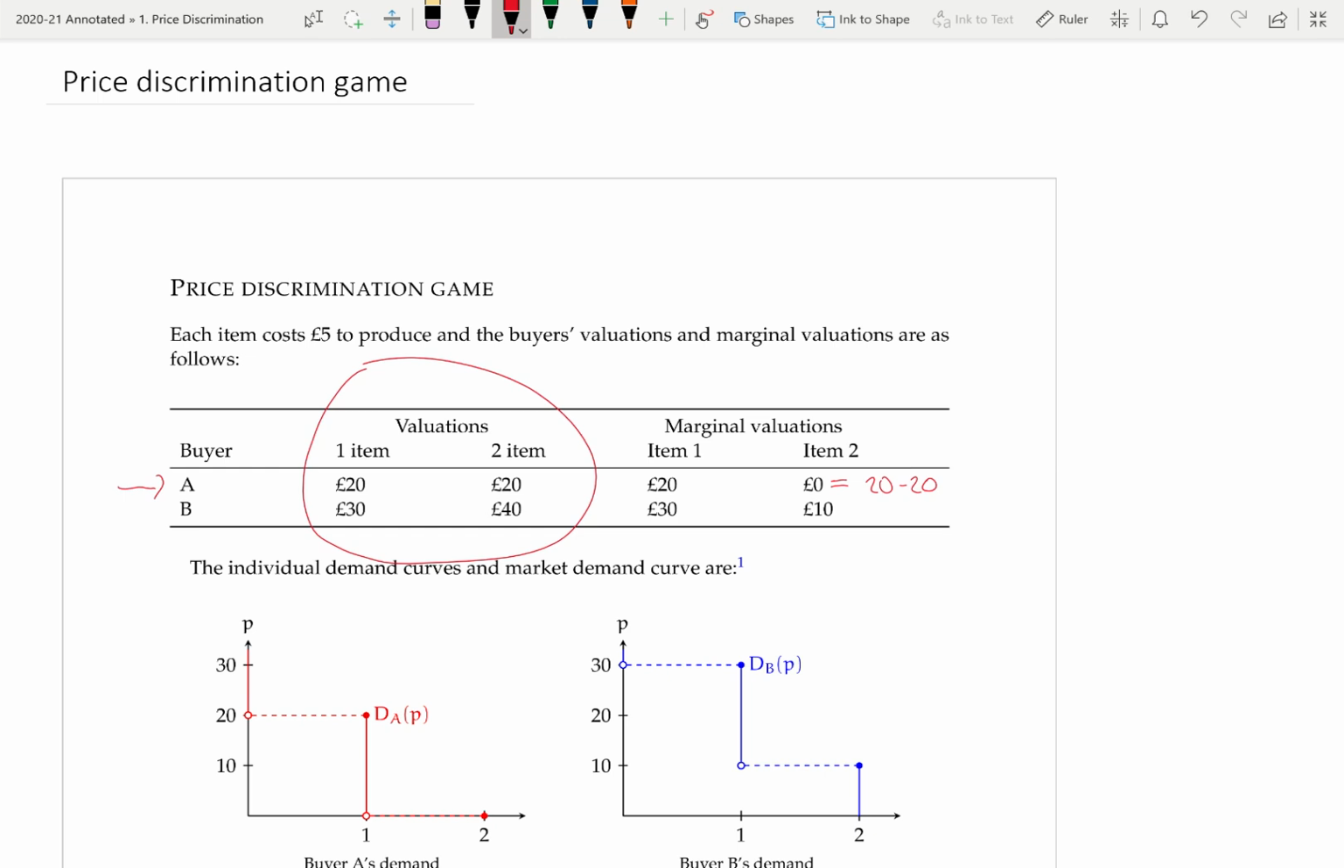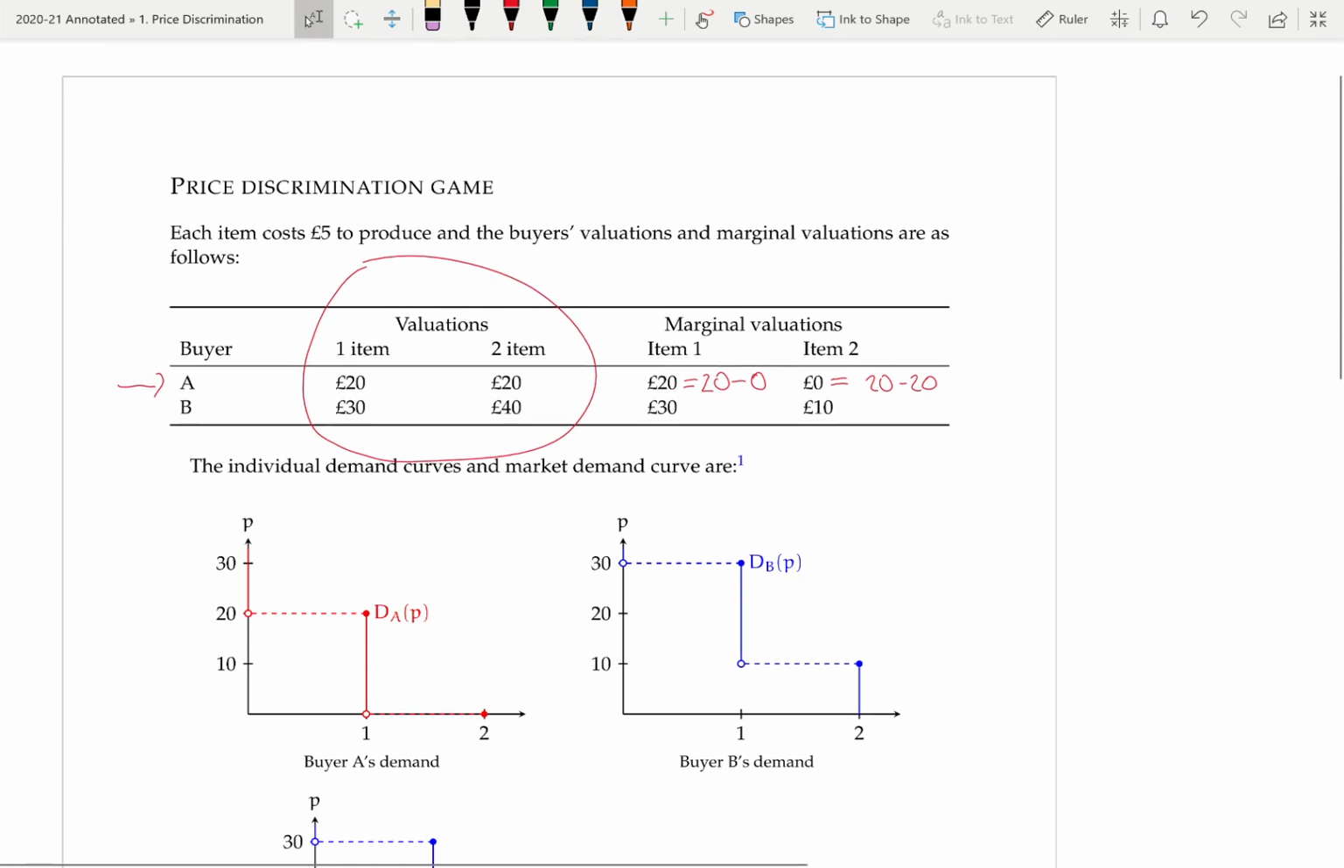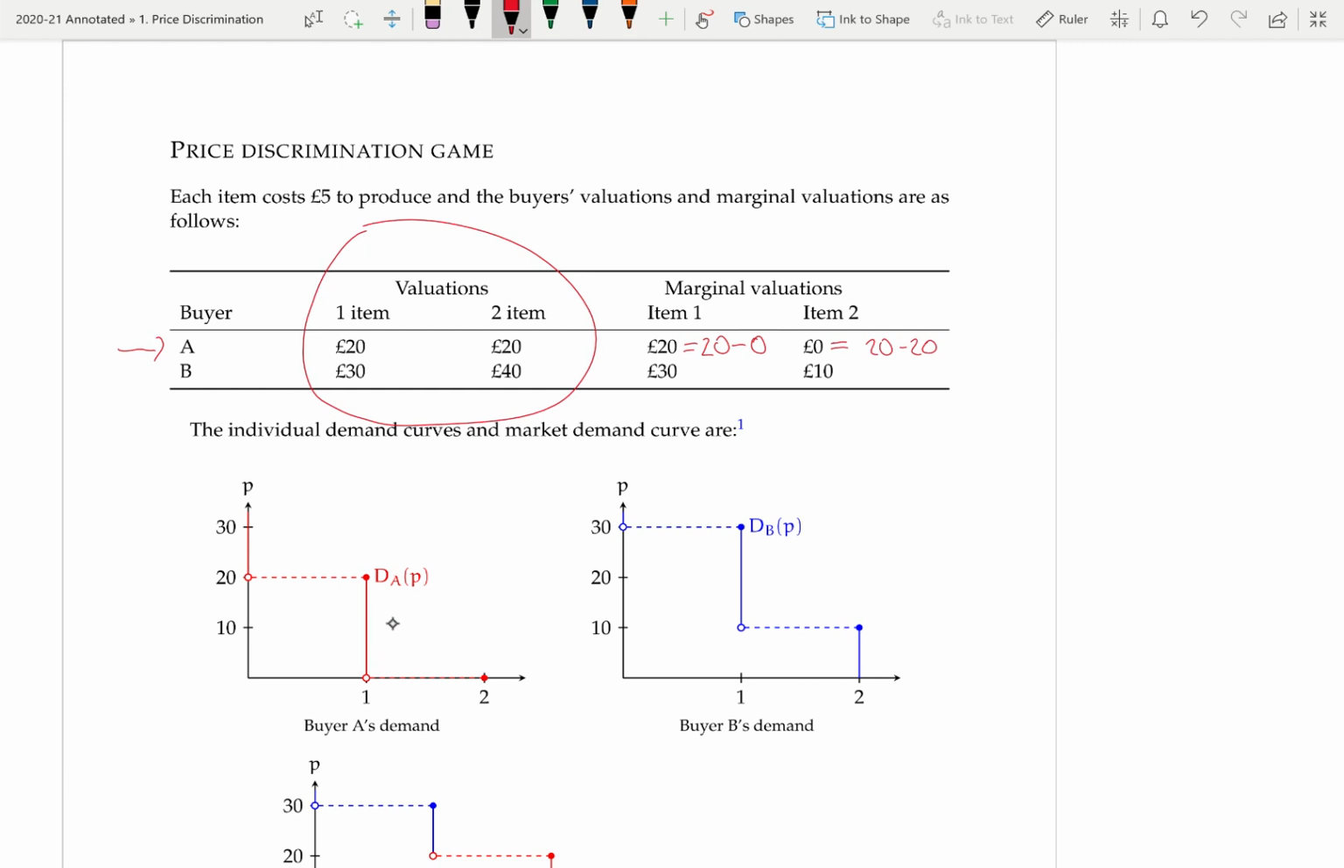Buyer A's marginal valuation for the first item is £20. This is just the difference between buyer A's valuation for one item and buyer A's valuation for no items, which is 0. So how can we use this information to derive buyer A's demand? Well, on the left here, we can see buyer A's demand curve. So how did I get this? Well, let's think about the price. If the price is more than 20, then buyer A is not willing to buy anything. This is because 20 is buyer A's marginal valuation of the first item.